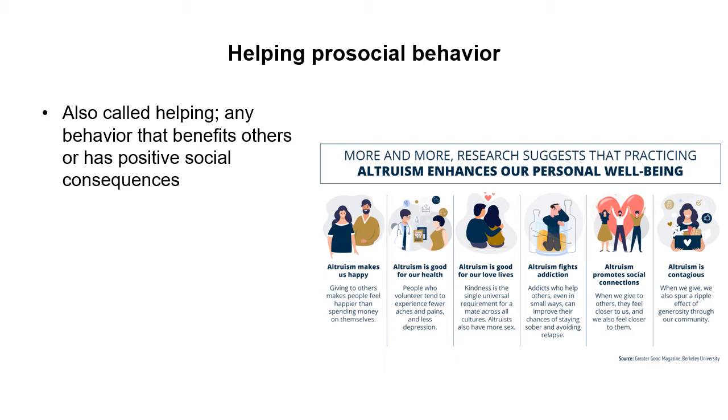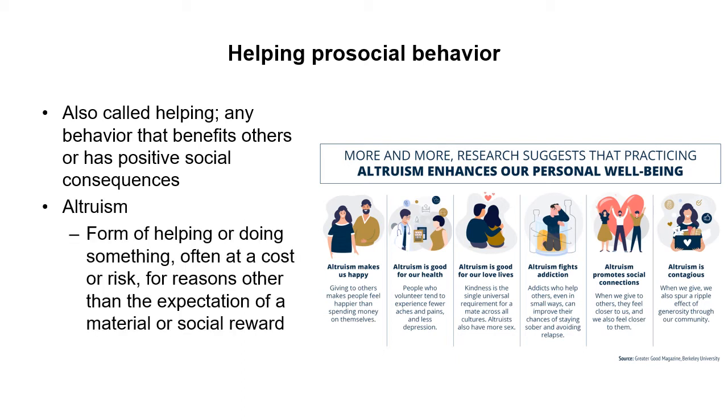And I'm going to take something that's way more positive and actually take a little bit away from it, but we'll get to that in a minute. So helping is any behavior that benefits others and has a positive social consequence. We have a term for this: altruism. That's the form of helping or doing something, often at a cost or risk, for reasons other than expectations of a material or social reward.